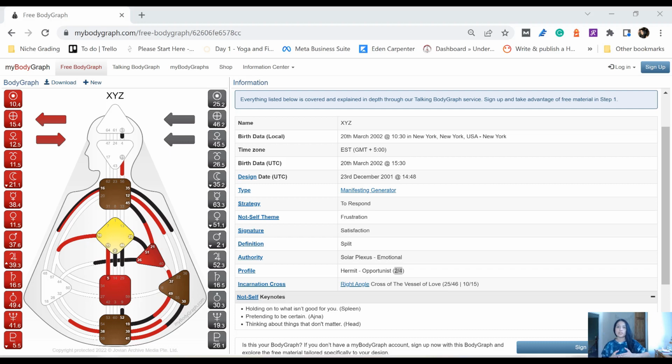because it is truly what you're here to do, and that's what your incarnation cross is. Now, with incarnation crosses, without getting into too much detail, there are three major ways in which you can categorize them. One is called a right angle cross, one is a left angle cross, and one is known as the juxtaposition. People who have the right angle cross have a personal destiny, which means you're really here to do your own work.